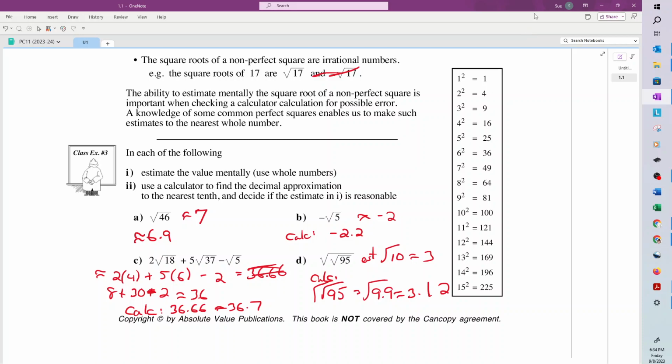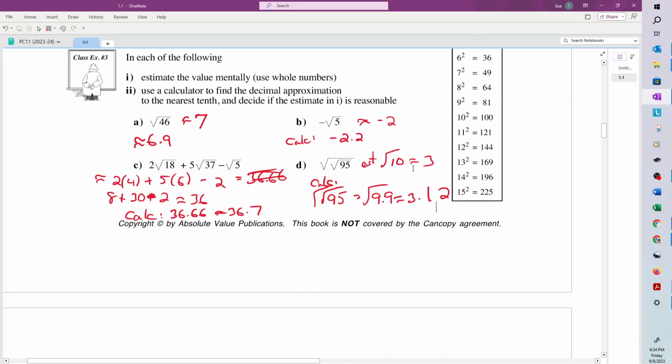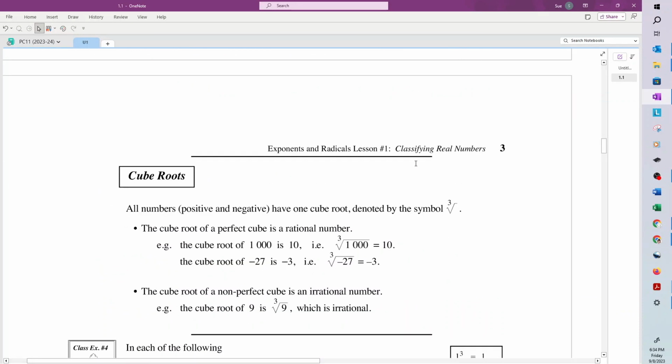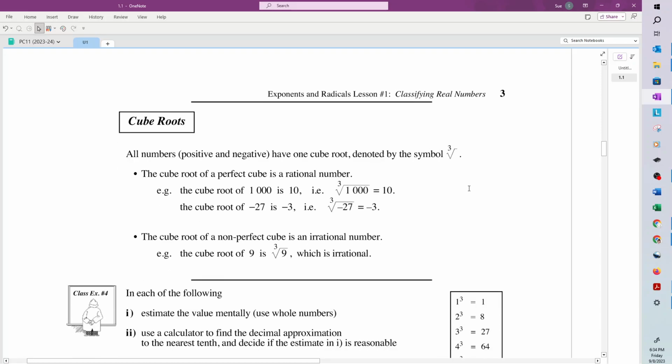All right, now let's take a quick look at cube roots. A cube root is when you have a number multiplied by itself 3 times. What number would you multiply? So if I want to know the cube root of 1,000, it's 10, because 10 times 10 times 10 equals 1,000. Okay. And every positive number is going to have a cube root. Actually, positives and negatives have cube roots.